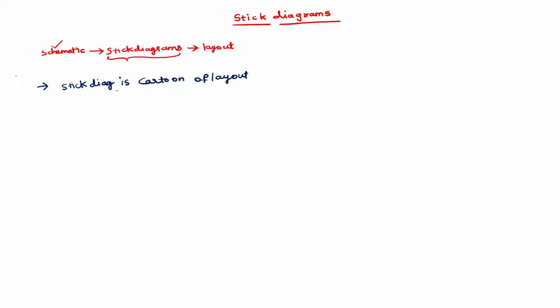A stick diagram is a cartoon of layout, and it is a diagrammatic representation of chip layout that helps to abstract a model for design. That will help in abstracting the design, like what necessary diffusion layers should be included in our design. So it basically gives the abstract of the design.